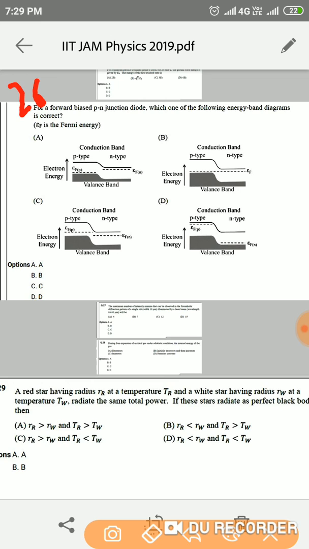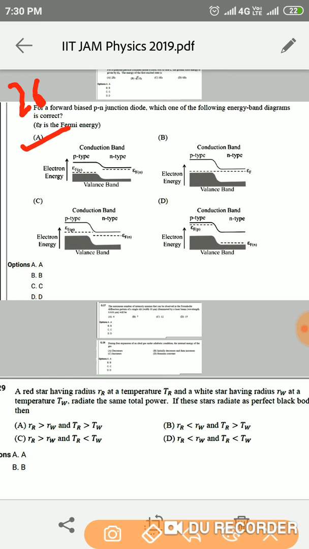So let's see what happens when the p-n junction diode is forward biased. When the p side of the diode is connected to the positive terminal of the battery and the n side is connected to the negative terminal of the battery, then the p-n junction diode is said to be forward biased. In that case the potential barrier decreases and the majority charge carriers can easily move from one side to another. If we go by that condition, we will see that option A is the correct option.